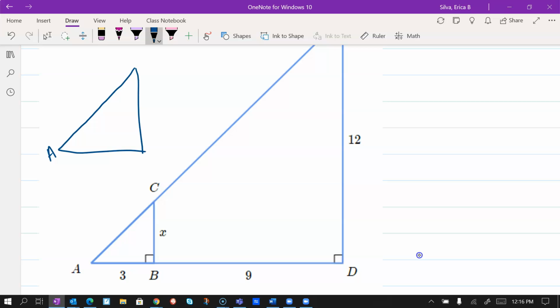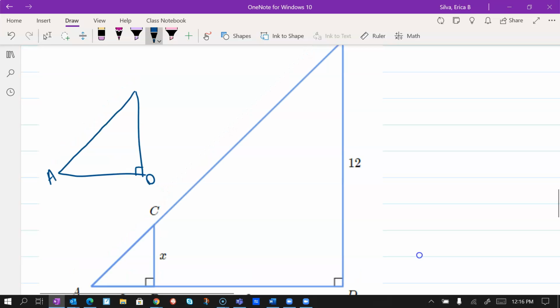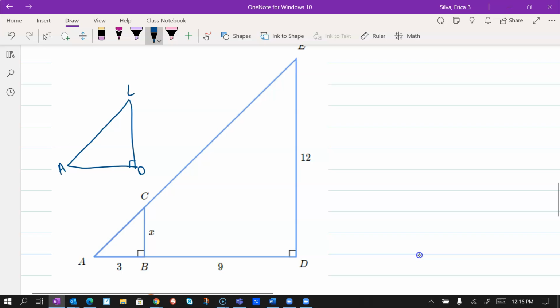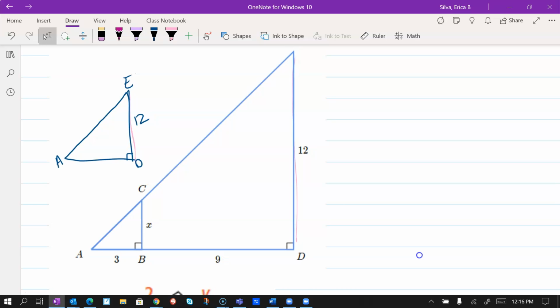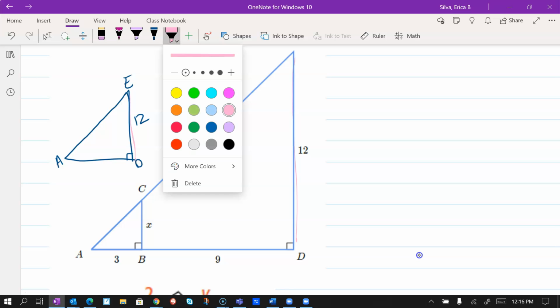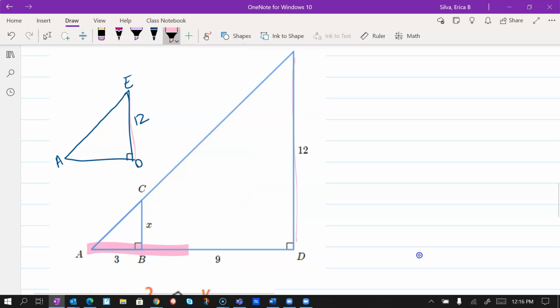This is A, D, and E. We know that ED is 12. I'm going to put 12 at ED. And then what is the length of AD? Who can tell me what the length of AD is? So if we look down here, AD is this whole thing right here. So what is the length of AD? 12. Perfect.